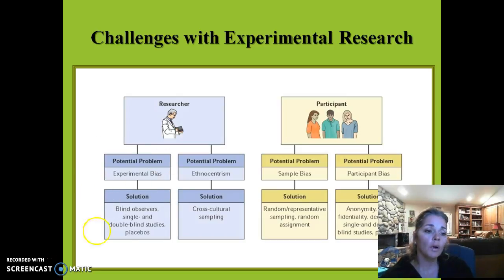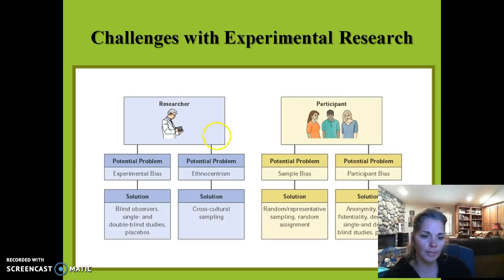I also want to make sure I'm avoiding ethnocentric researchers, and I have research teams that include people from different cultures so that we're not interpreting it from our biased perspective. I also want to make sure my sample is cross-culturally representative so that I can generalize to a larger population.